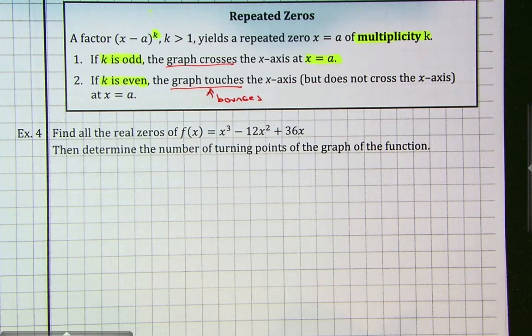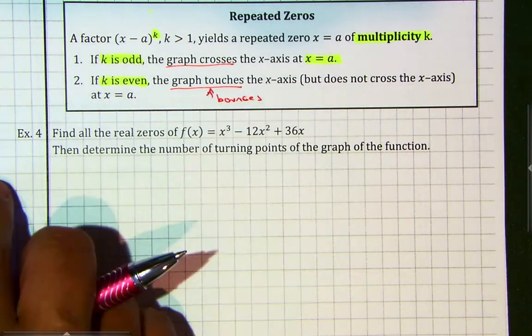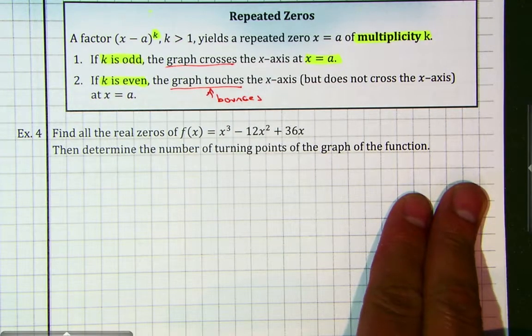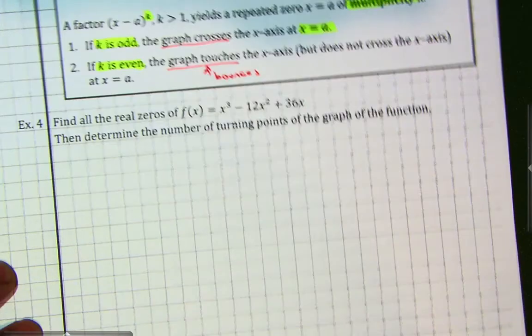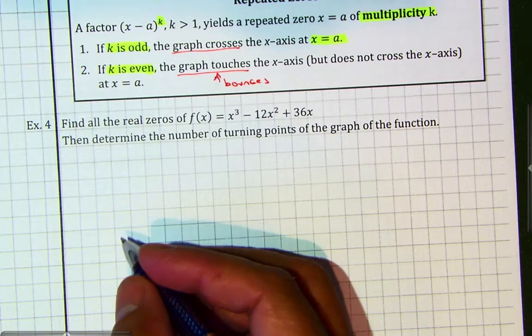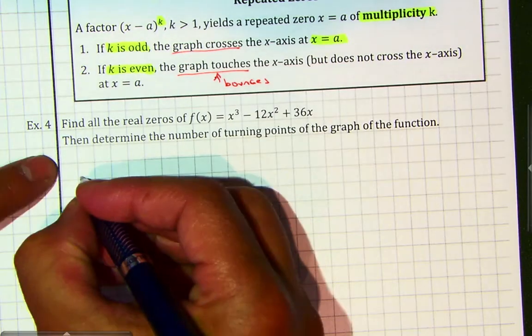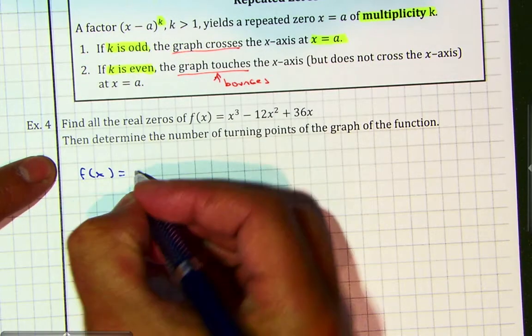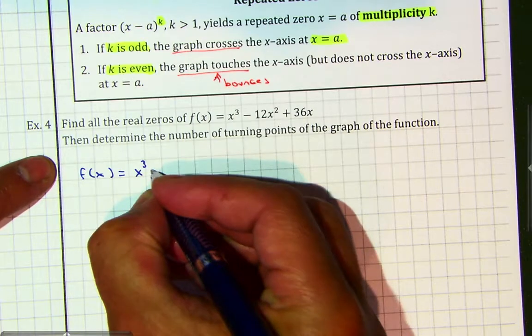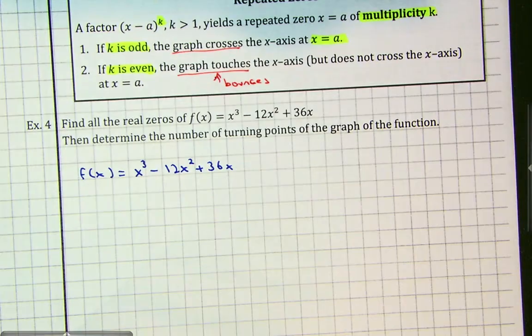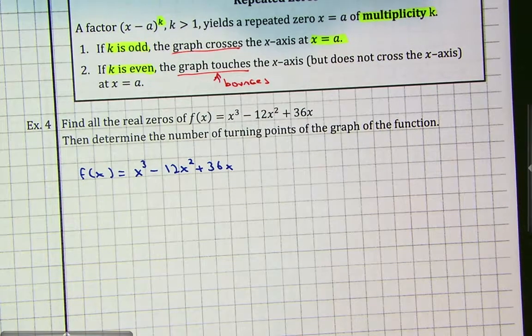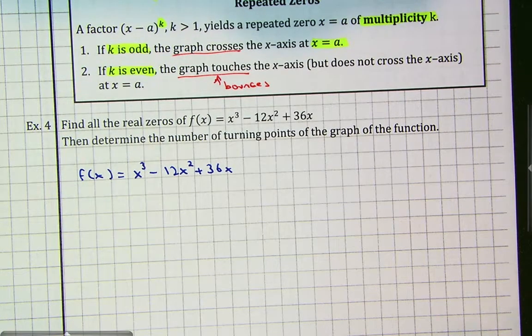So let's go to example number 4. Find all the real zeros of f of x. Copy it down, and we'll start once you are ready. So find all the real zeros. We have f of x equals x to the third minus 12x squared plus 36x. The only tool that we have so far is to be able to factor this out.